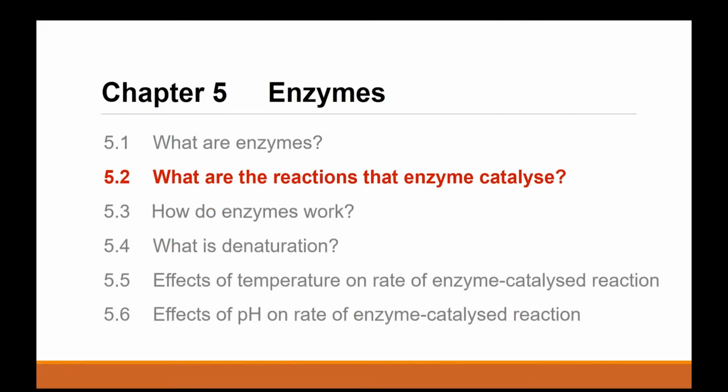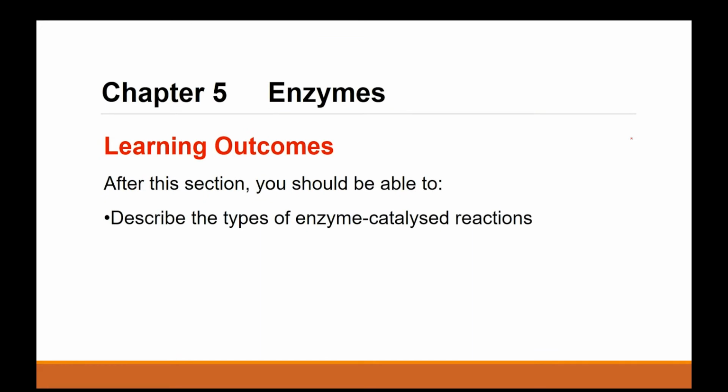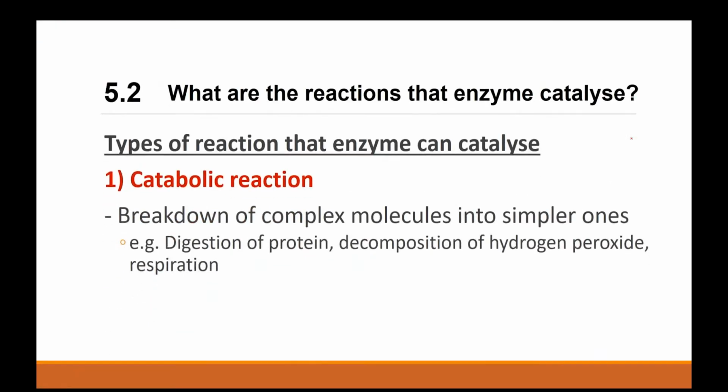Now, in terms of the reactions that an enzyme can catalyze, we use the word catalyze to refer to how the enzyme acts on the substrate. Okay, the word catalyze is just a verb to describe how the enzyme can act on the substrate. Okay, so there's actually only 2 types of big groups of reactions that an enzyme can catalyze. Now, first of all is what we call a catabolic reaction. Now, a catabolic reaction means you break down a large complex molecule into simpler ones.